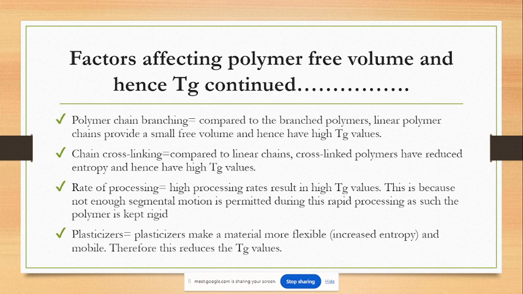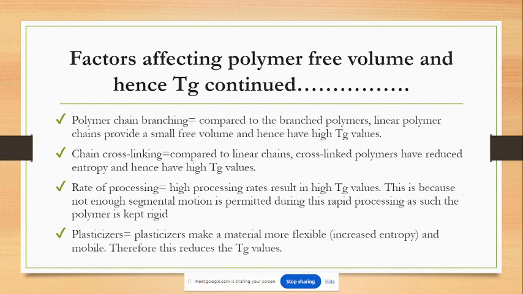So I've talked about polymer chain length, polymer side chain, and polymer chain flexibility. Those that are flexible exhibit high entropy and hence allow more motion and therefore reduce the Tg value. So you need to know that relationship. Okay, polymer chain branching. Compared to branched polymers, linear polymer chains provide a small free volume and hence have high Tg value. So a branched polymer has a low Tg value as compared to the linear one, because the branched one usually provides more space.